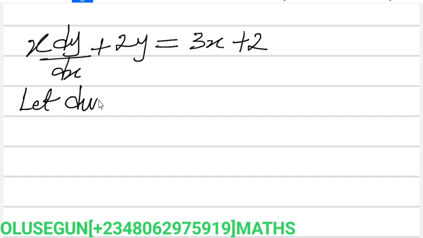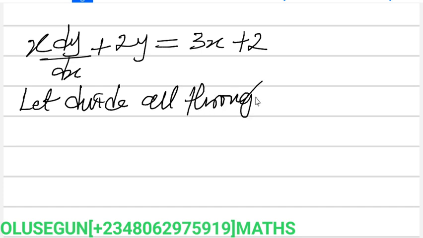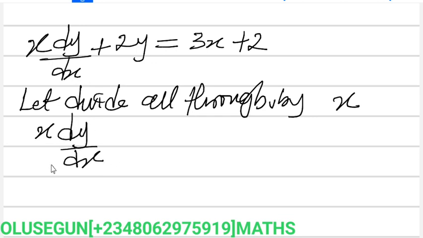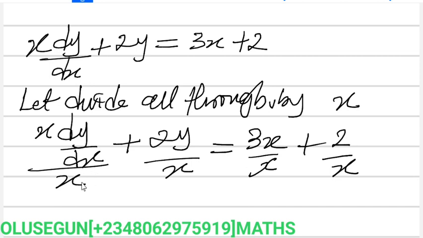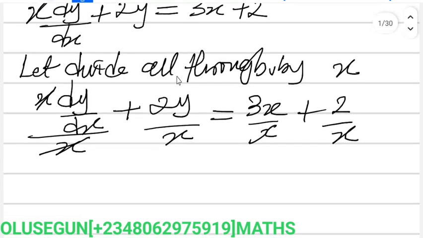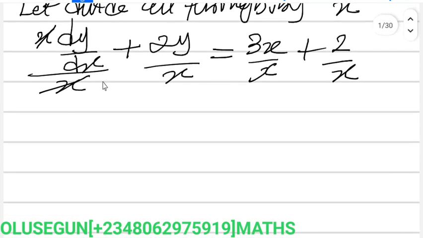Let's divide all through by x. So we have x dy/dx divided by x plus 2y divided by x is equal to 3x divided by x plus 2 divided by x. So you know that x will cancel this. So now you just try to have this value.